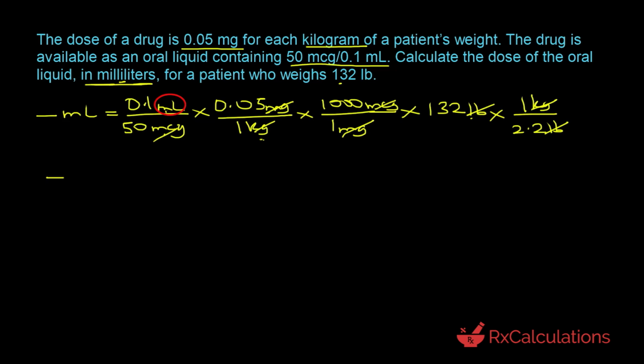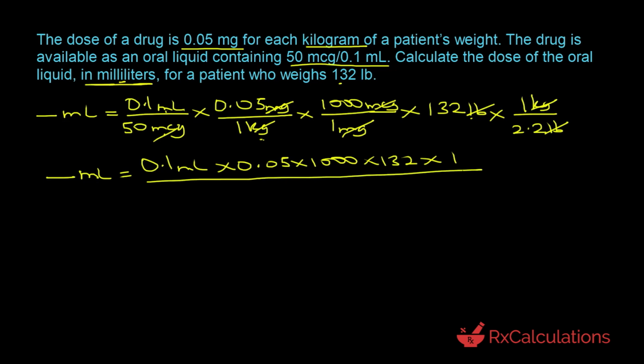But the next thing is we need to multiply all the terms in the numerator and divide it by all the terms in the denominator. And that would imply that you have 0.1 milliliters times 0.05 times 1000 times 132 times 1 divided by 50 times 1 times 1 times 2.2. And now this is going to be equal to 6 milliliters.